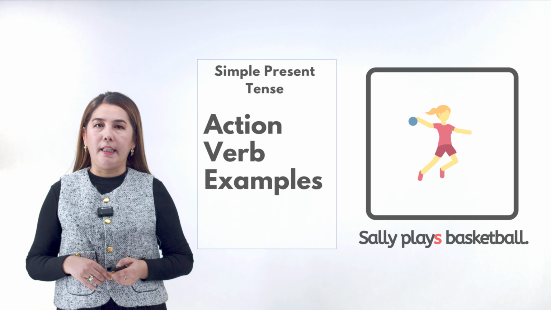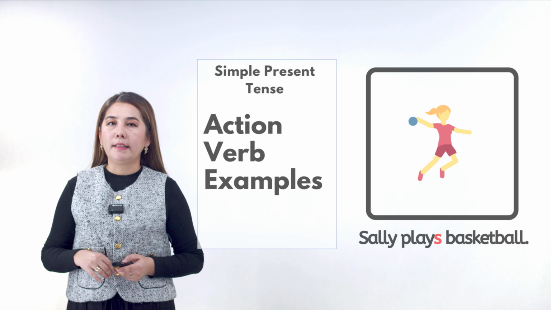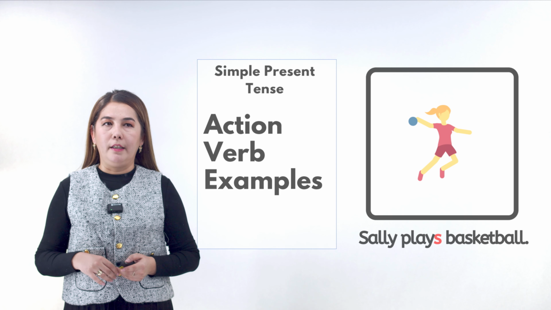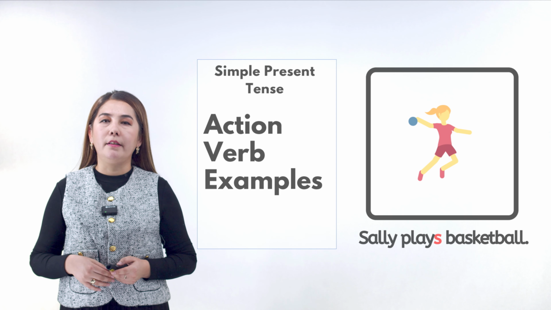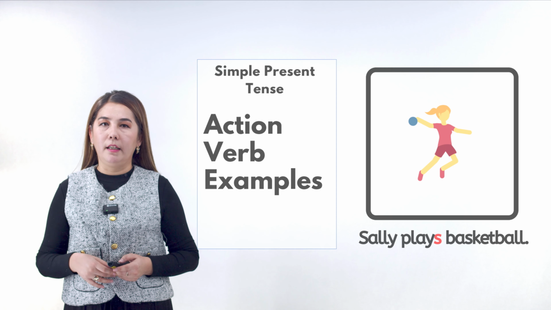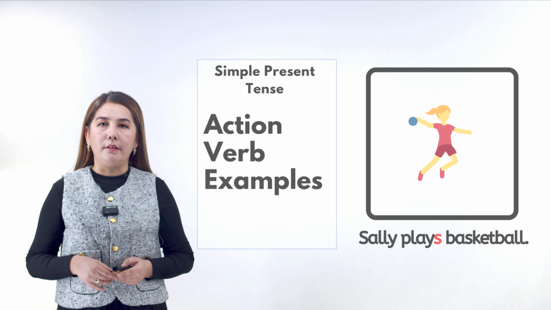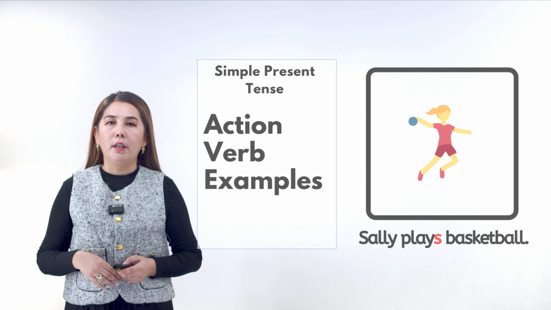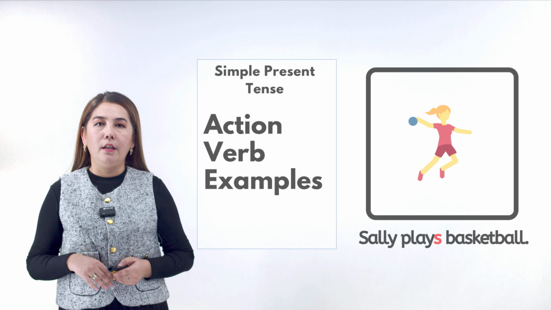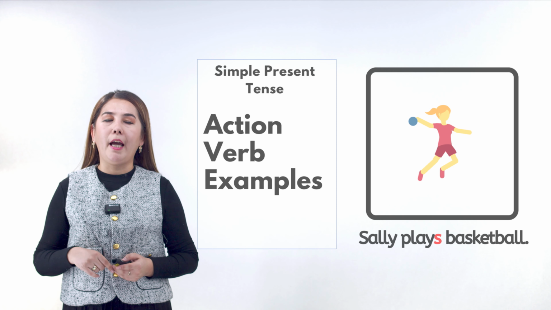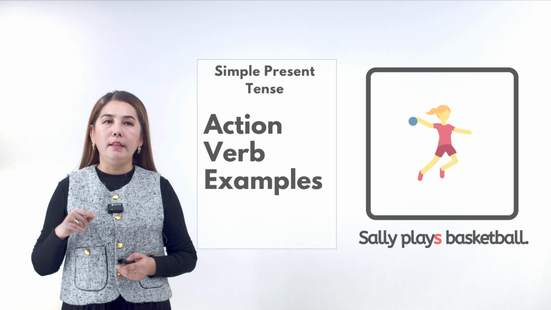The next sentence. Sally plays basketball. Sally is also a singular subject, and it equals the subject she. She plays basketball. I told you above about the word fly. We have to remove y and put ies.